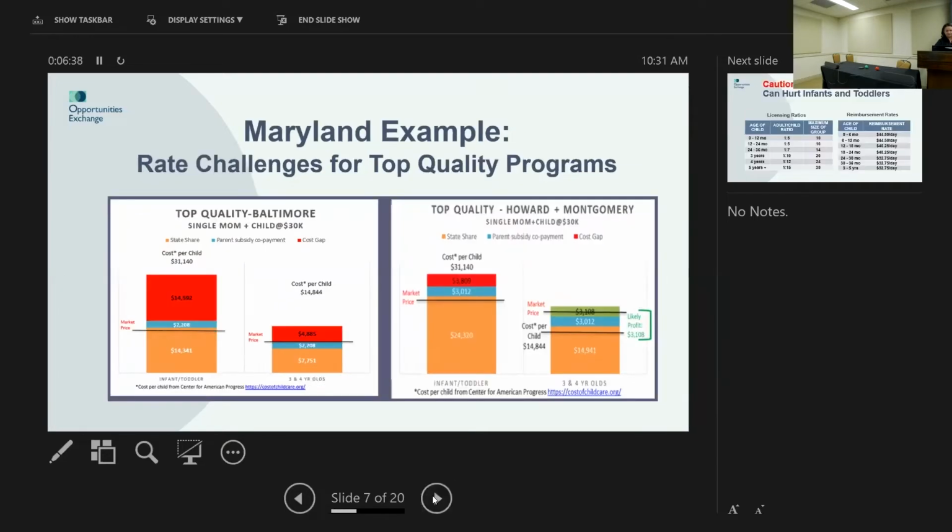So, there we go. Okay, so now look at top quality. At higher quality, interestingly enough, you're still doing okay with 3 and 4-year-olds if you're in a higher income area, Montgomery County. You've got some problems with babies, but oh my gosh, you're losing 14 grand a kid with a baby at top quality in a low income neighborhood. So the point here is, you can't make these simple comparisons without doing cost modeling.